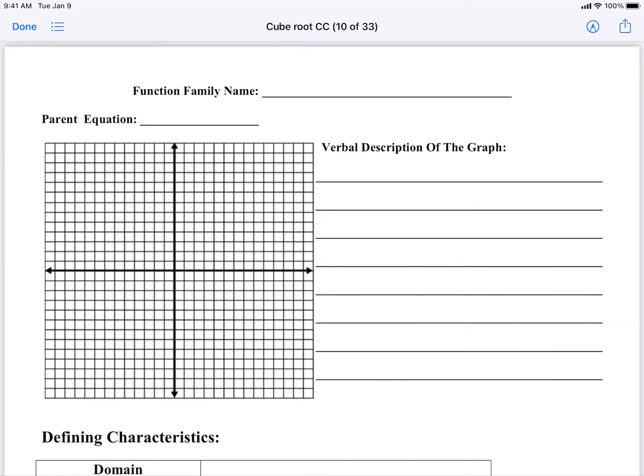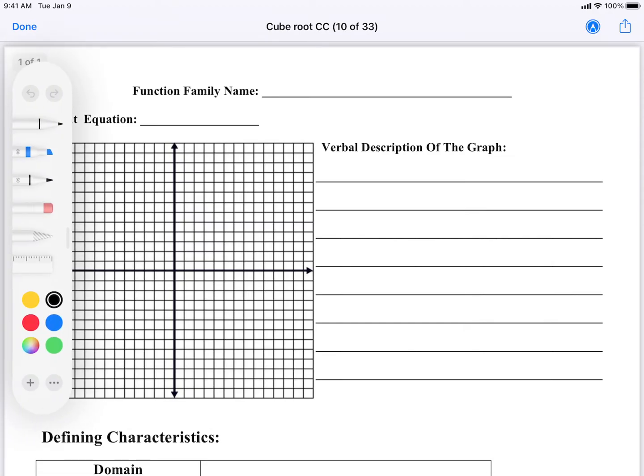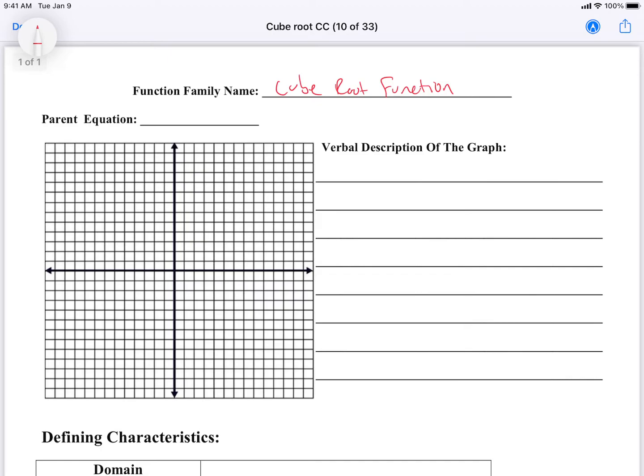All right, so today we're going to be talking about a new type of graph, which is the cube root function. So we've already done the square root function before, but now we're going to do cube root. Okay. Now the parent equation for the cube root function looks very similar to the square root function. We have f of x is equal to the cube root of x.